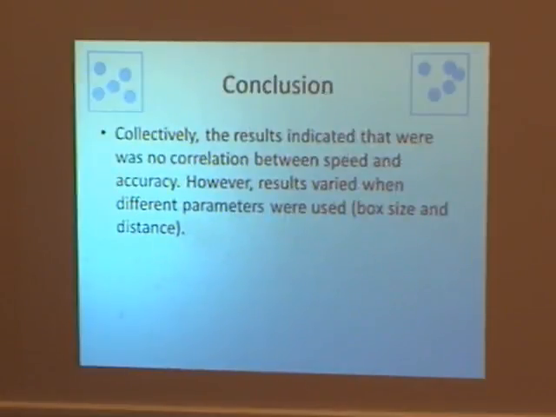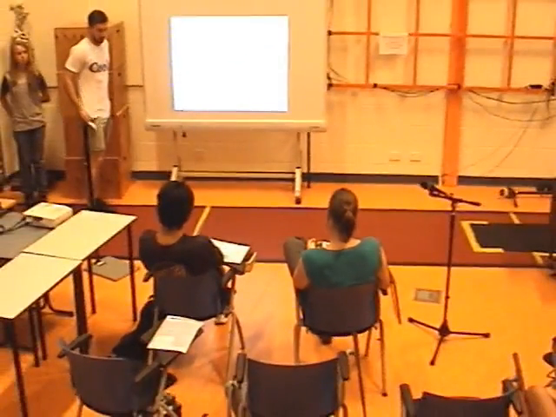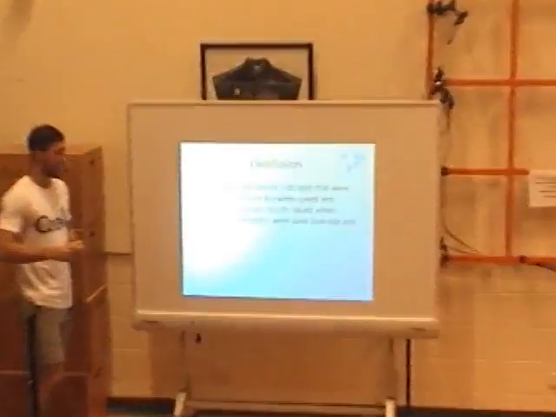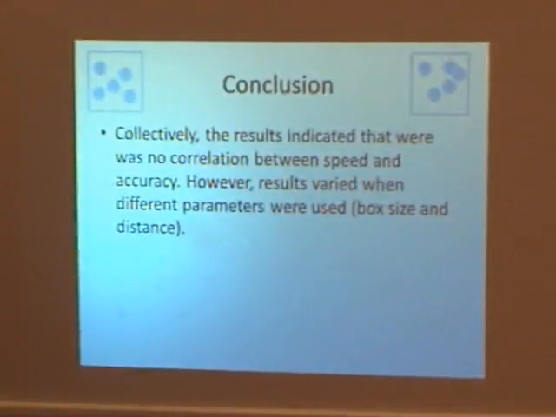Okay, to sum all that up, the hypothesis was supported in that as box size increased and distance between boxes decreased, there was an increase in speed and accuracy. However, our results did determine that there was in fact no correlation between the speed and accuracy variables, although different parameters used would have given different measures of speed and accuracy. They still determined that there was no speed accuracy trade-off.